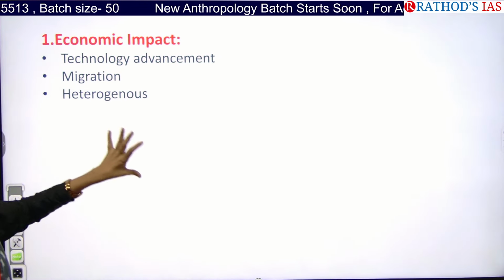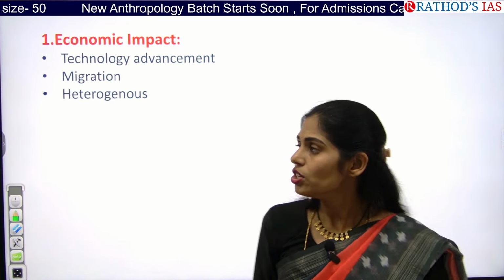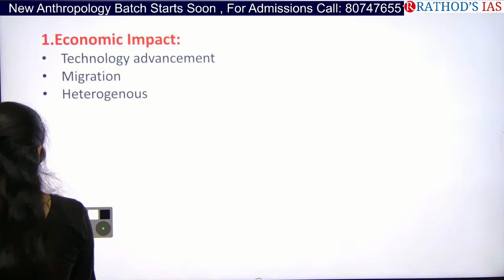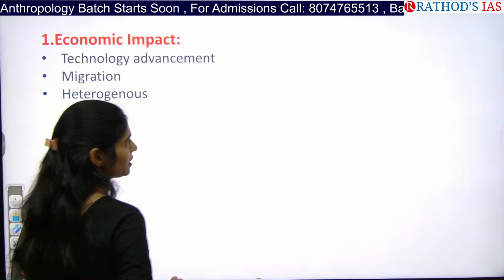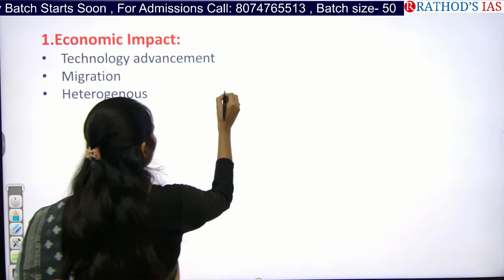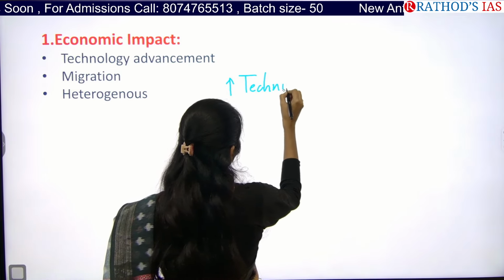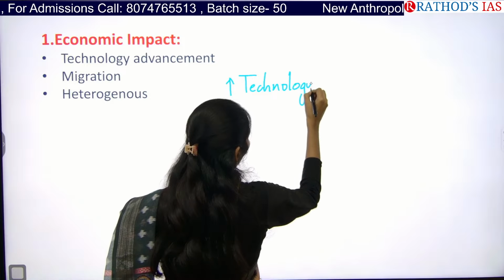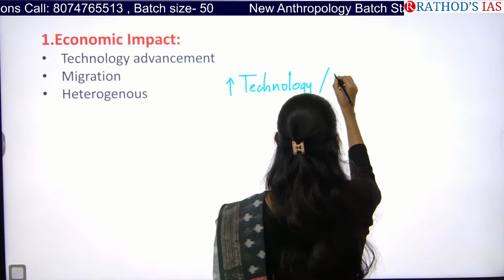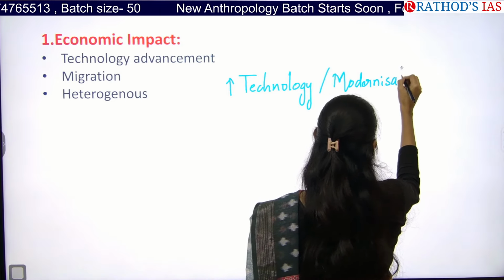So what is the economic change or economic impact of this industrialization? The first important point that you have to make a note of is technology advancement. So here also I will be trying to give you the flow chart, so please try to note down. So there is increasing of technology, or can I say modernization? Yes, right? So there is modernization in this industrialization.